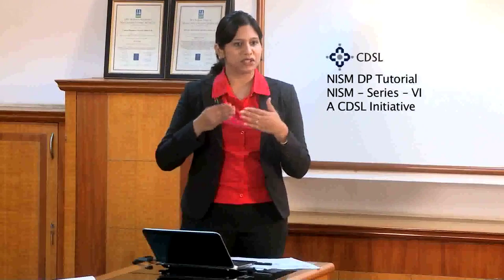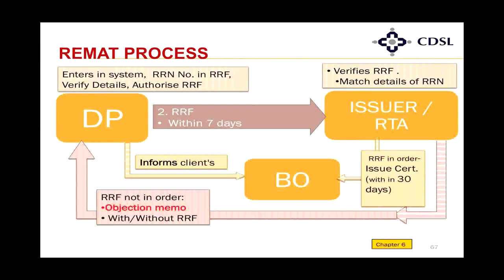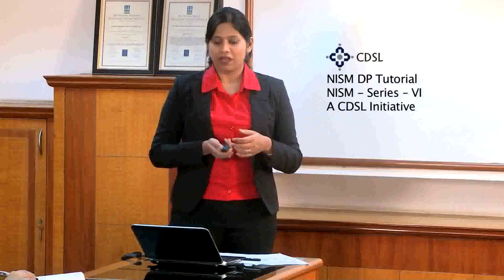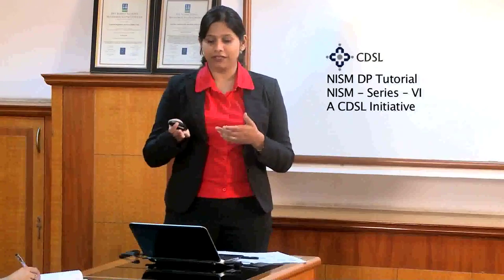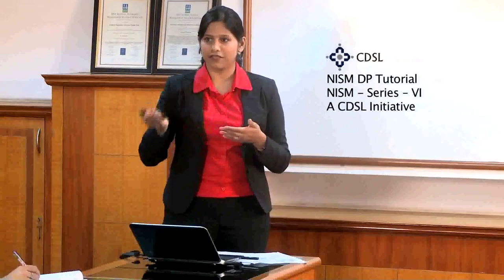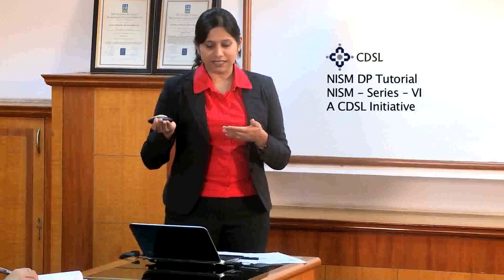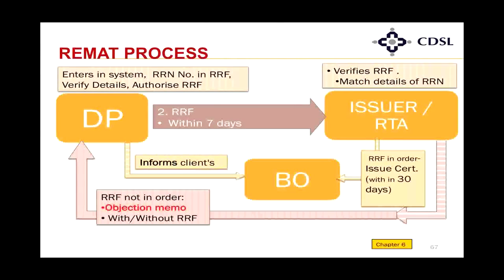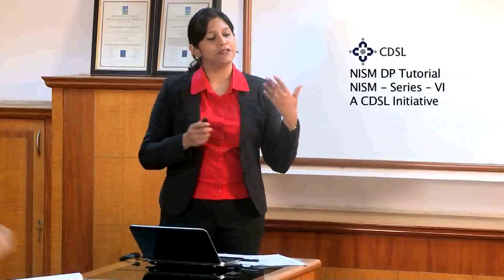RRN is created. What is RRN? RRN is nothing but remat request number. So, when you get the details, DP authorizes and verifies if the RRF is proper, and after creating RRN, they send the physical copies to the issuer or RTA within 7 days. After that, the issuer or RTA will verify the RRF and match the details that have occurred on the RRN. Once this happens, the BO directly receives the certificates within 30 days and the DP informs client via the statements.